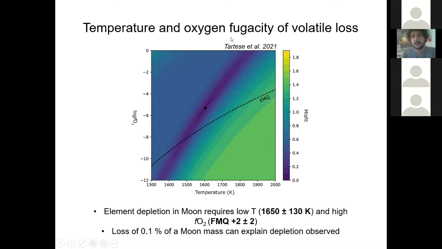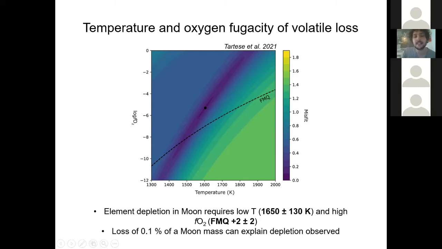So this is something that's just come out in a paper by Romain in PNAS just a couple of weeks ago, or last week. And what it shows is that the observations are best reproduced when the temperature is at 1650, plus or minus about 130 Kelvin, and the oxygen fugacity is 2 log units above the fayalite-magnetite-quartz buffer. And this has a relatively larger uncertainty, as you can see here. So using the relative abundances of these elements in the moon, together with thermodynamic data, we can best quantify what the conditions were under which the moon lost its volatiles.